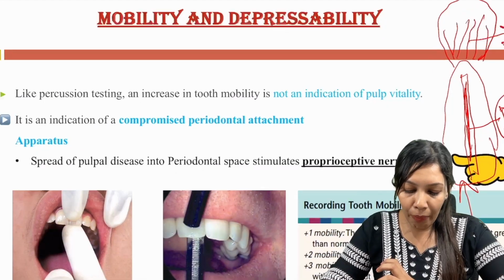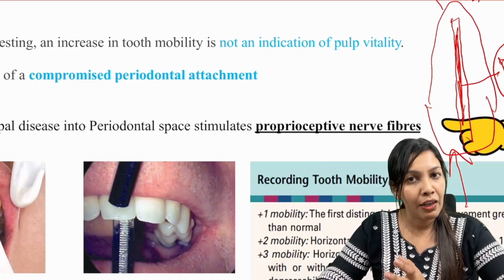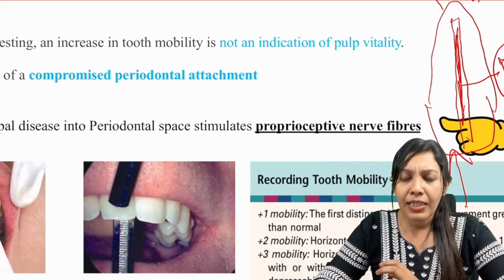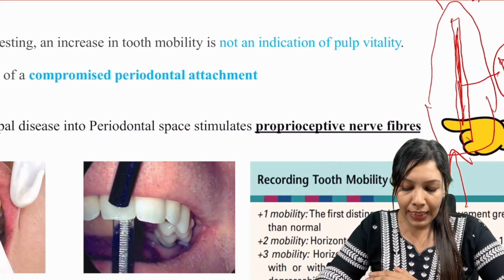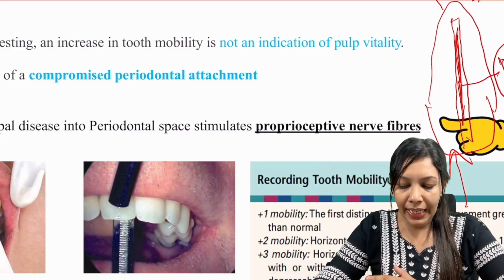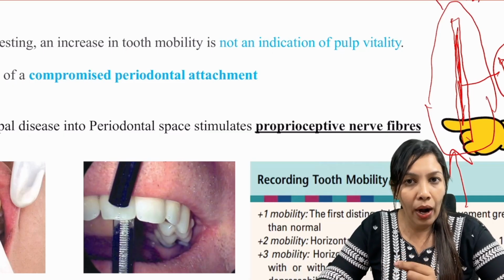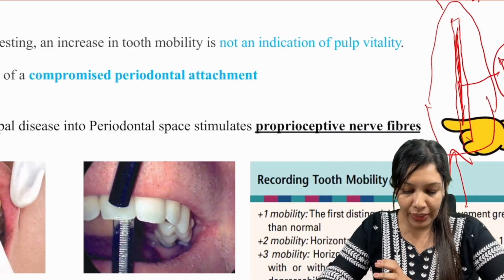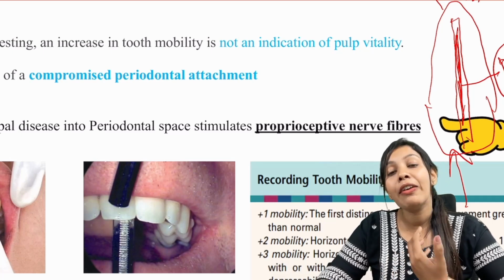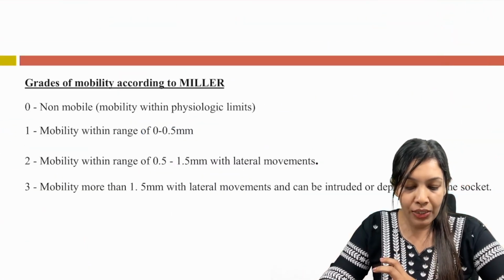Next, a very important thing, the classification of mobility. This is often asked in vivas and NEET MCQs. It is divided into 1, 2 and 3. First, if there is a slight movement, it indicates the first classification. Second, if there is a horizontal movement of not greater than 1 mm, it is the second category. The third category has a movement of more than 1 mm, and there is also vertical motion.